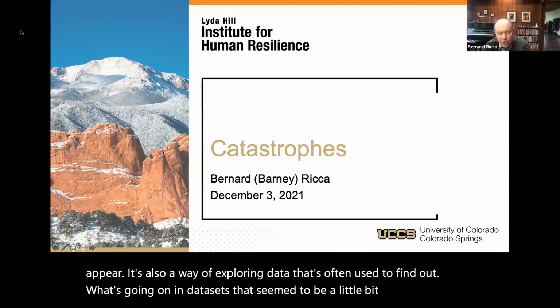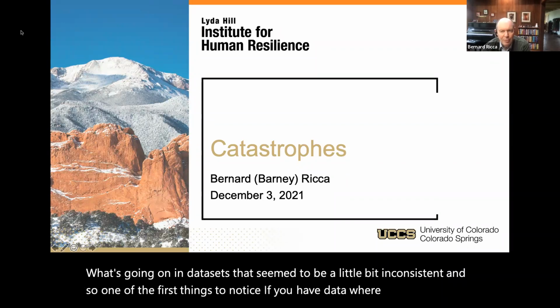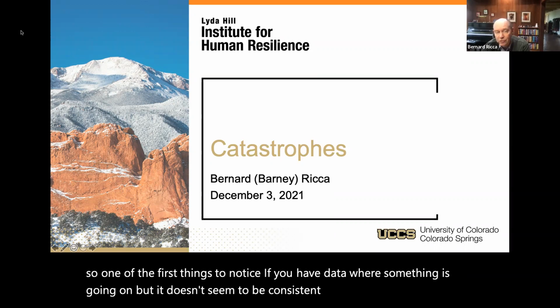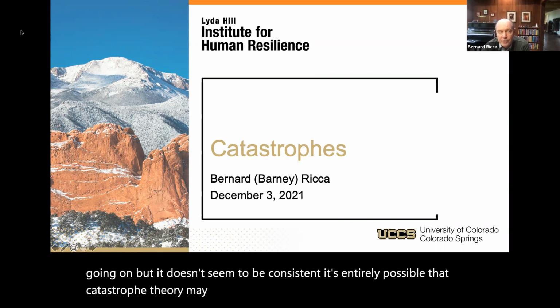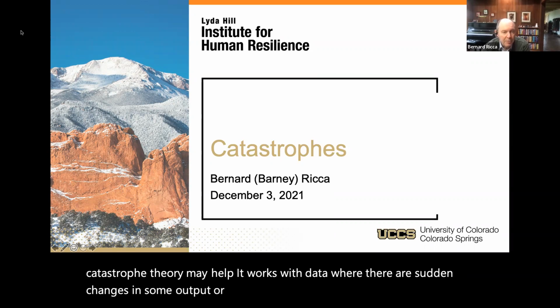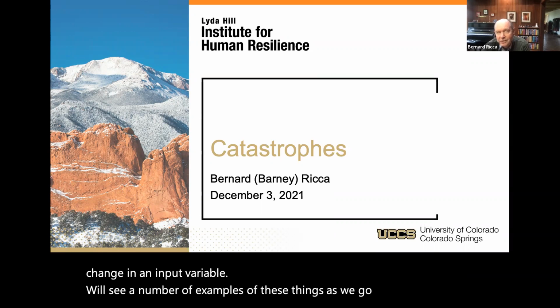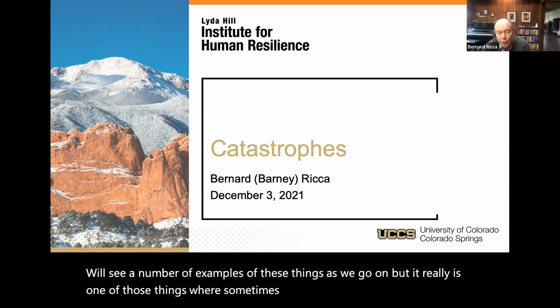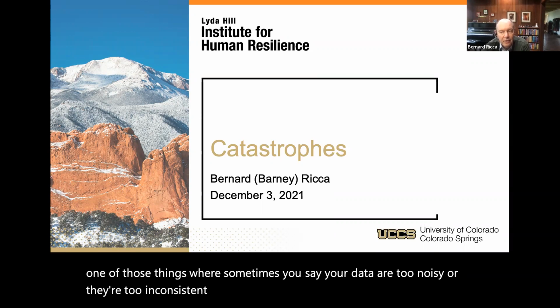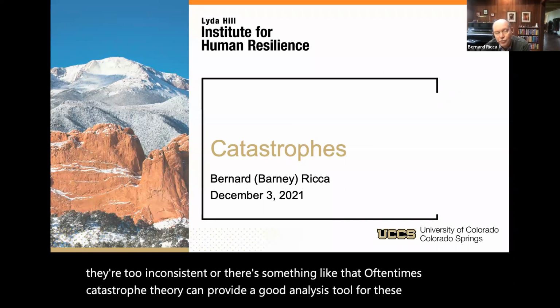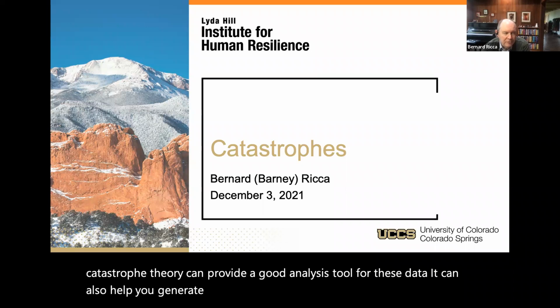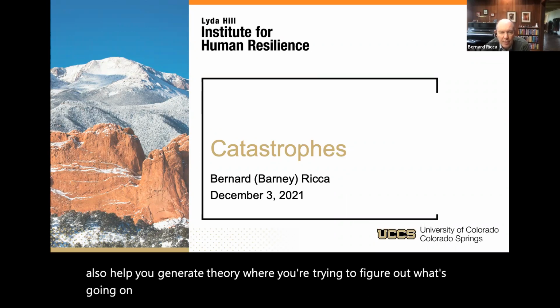One of the first things to note is if you have data where something's going on, but it doesn't seem to be consistent, it's entirely possible that catastrophe theory may help. It works with data where there are sudden changes in some output or some outcome, depending upon some small change in an input variable. We'll see a number of examples as we go on. Sometimes you say your data are too noisy or too inconsistent, and oftentimes catastrophe theory can provide a good analysis tool for these data. It can also help you generate theory where you're trying to figure out what's going on and come up with some way of describing this.